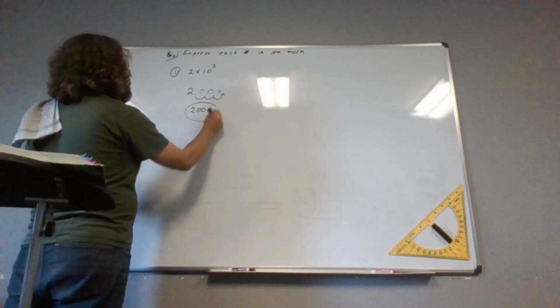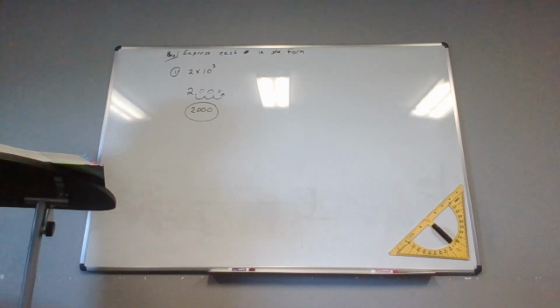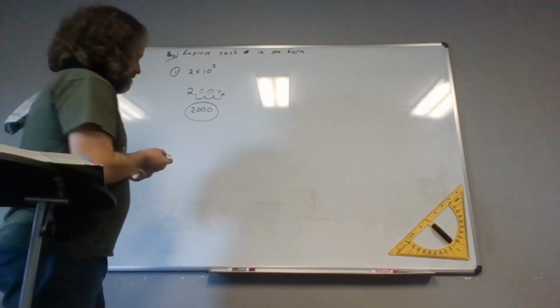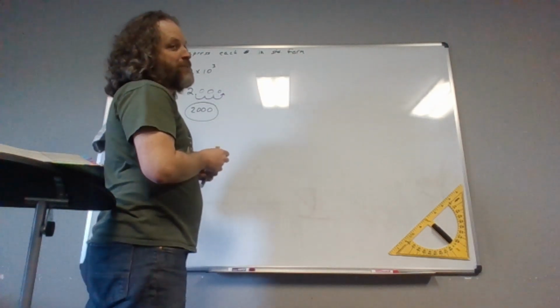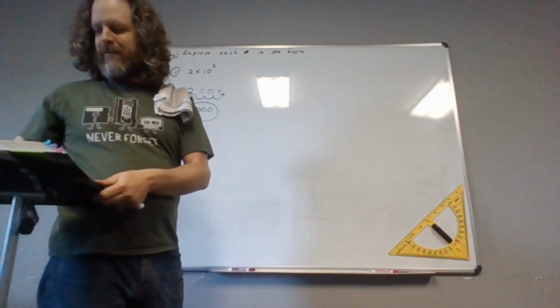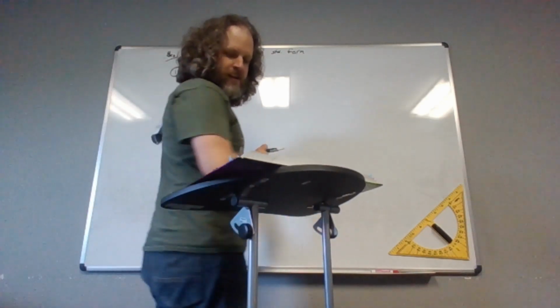Can you do 2 times 2 times 2 times 2? That would not be 2,000. 2,000 is not a power of 2. You could do 2 times 10 times 10 times 10, but this is much easier.